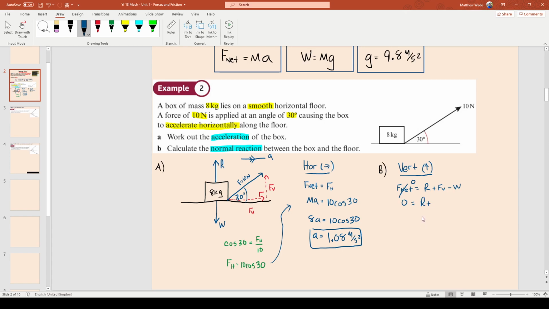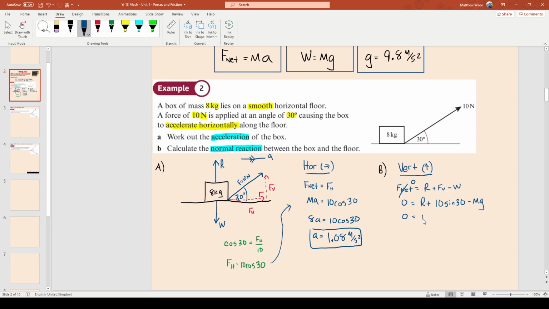Now FV, what can I swap FV for? Well, if you said 10 sine 30, you're absolutely right. Sine because it's opposite, 10 because that's the hypotenuse of it. And weight, well, weight's mg, okay? And you can cut a couple steps down and you get a little bit better at this. So now go to the next line.